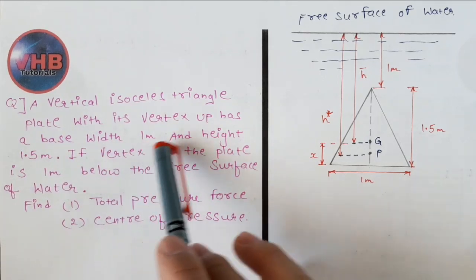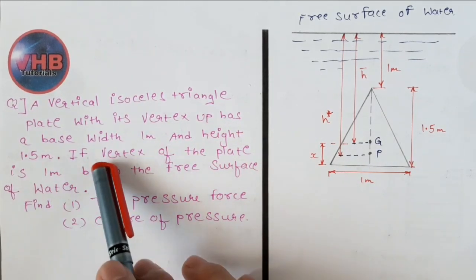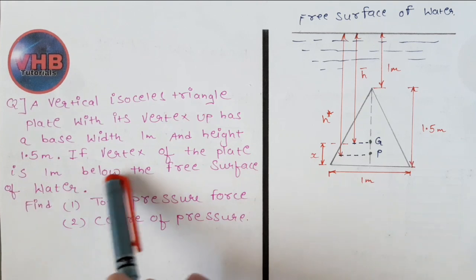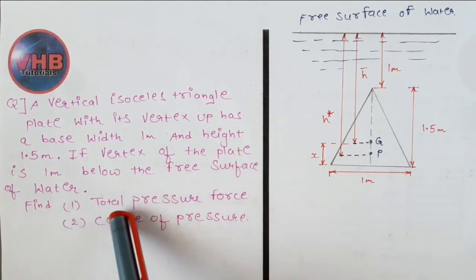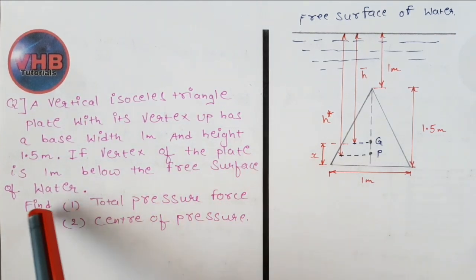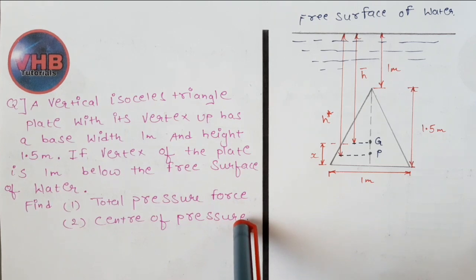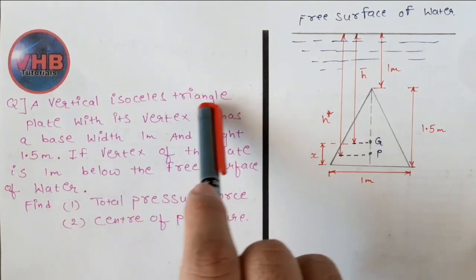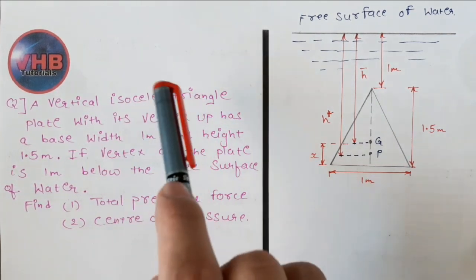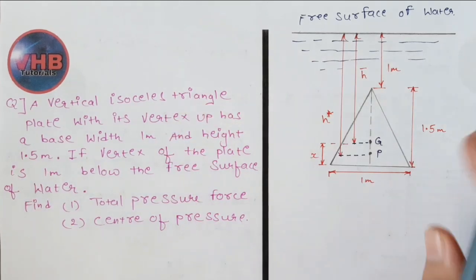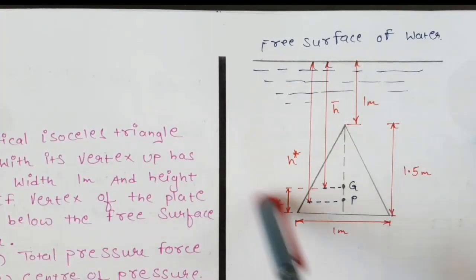The next question is: a vertical isosceles triangle plate with its vertex up has a base width of 1 meter and height of 1.5 meter. If the vertex of the plate is 1 meter below the free surface of water, then find the total pressure force on the plate, and second, the center of pressure. Now isosceles triangle means two sides of the triangle are equal. So this is the condition.